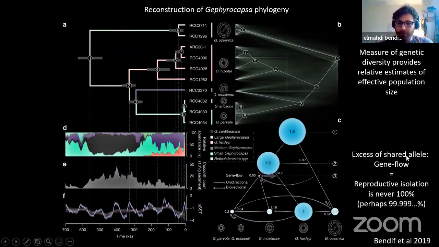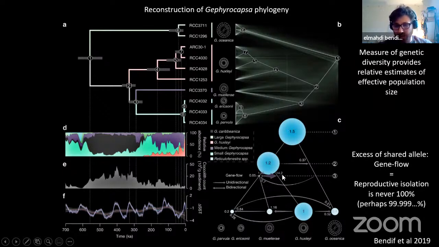And if we look at the excess of shared alleles, we can measure what we call the gene flow. And the gene flow is definitely, in this case, how species were still reproducing between them. So in a way, where we're seeing that graph here with the arrows, we have some gene exchange. So we have instances of reproduction. But the numbers are quite small.